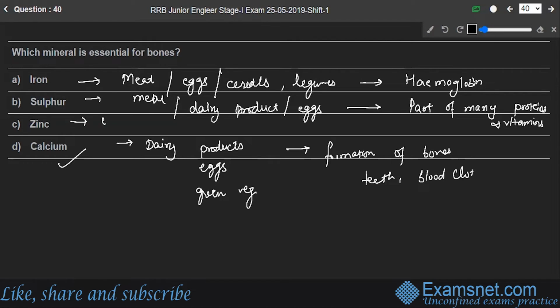Zinc, you get it from oysters, milk, egg, whole grain. It is a component of more than 80% of enzyme systems. Wound and burn healing, protein synthesis, immune reactions, general growth, they are all linked with zinc in the body. That makes option D the right answer. Hope you got that. Let's move to the next one.